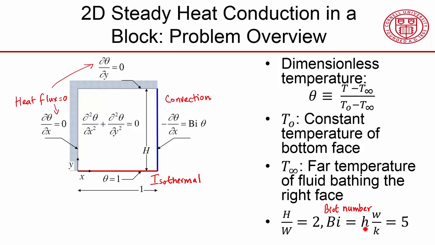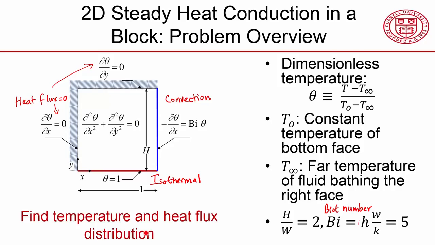And the convection coefficient gives you a measure of how much heat is being exchanged between the block and the fluid. So for instance, if our fluid was air and we put a fan and we blew the air, we would have more heat transfer happening between the two, and we would represent that by a higher value of h. And this problem shows you the three major boundary conditions you get in a conduction problem: isothermal, convection, and heat flux. So we'll find the temperature and heat flux distribution in the block using ANSYS.